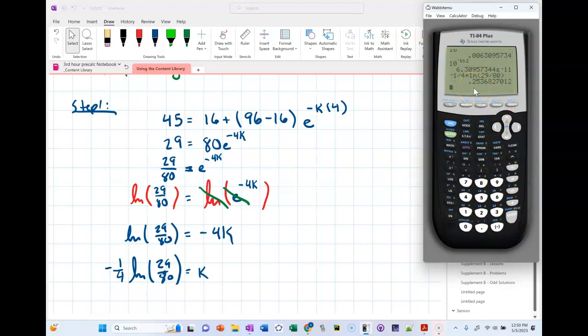So that's my K. I'm going to use that again in the next problem, so I'm going to store that value. And I'm going to store it into the letter K so I don't forget what it is. I just pressed the STO button at the bottom, and I did alpha and the letter K. So now when I recall that letter K, that number is plugged in there, so I can reference it again later.